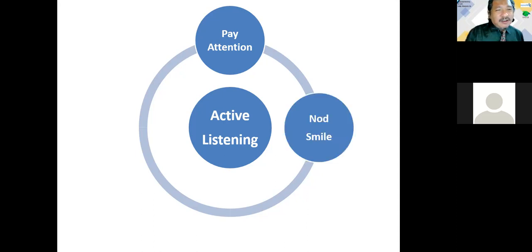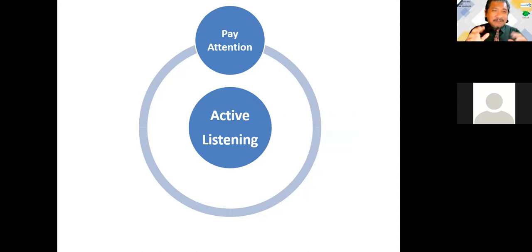Okay, so you pay attention by looking in the direction of the speaker. So if someone is speaking to us, look at him or her. Look at him or her. Don't look left, don't look right. So if you want to understand 100% what has been said to you, you need to look at the person who is speaking, which is to pay attention to you.